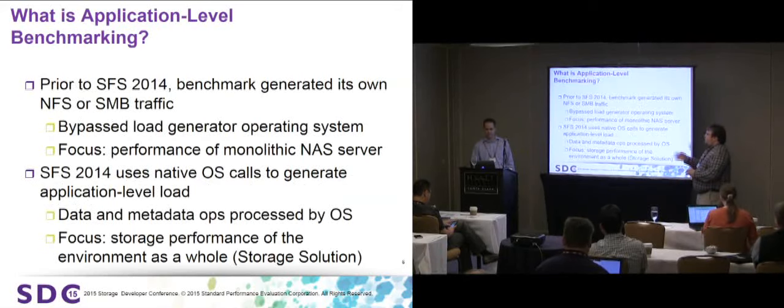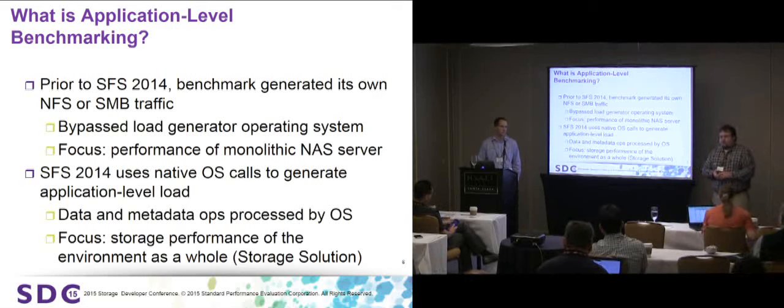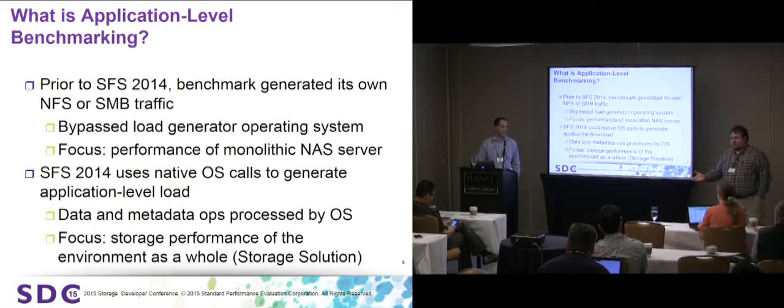So I've touched on this a little bit. Prior to SFS 2014, the benchmark generated its own SMB and NFS traffic. It inserted itself basically right above the NICs in the OS, which was great for generating a lot of load with very measly little clients. The problem is that limits the focus to only a NAS server, because the benchmark has its own idea of what it wants to be doing and what the different NFS dialects and SMB dialects are. So you really can only test a monolithic NAS server. You couldn't test any local storage or anything like that.